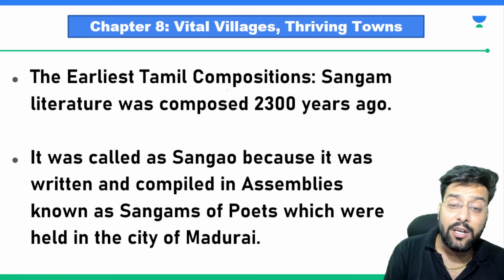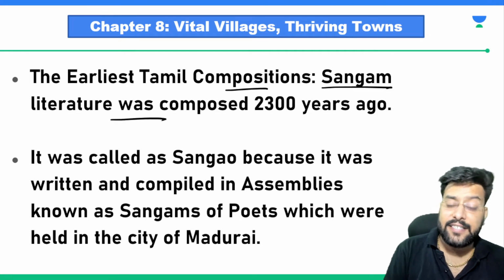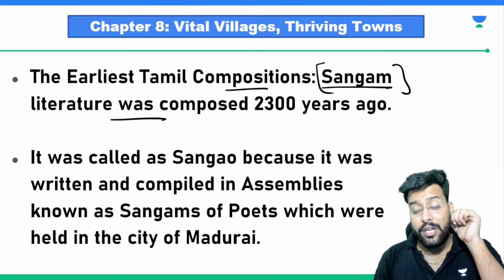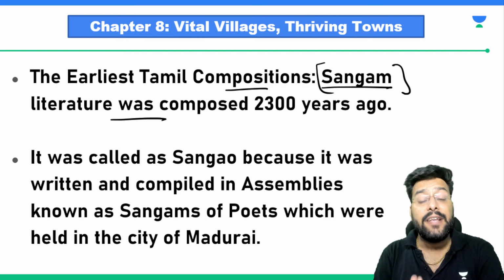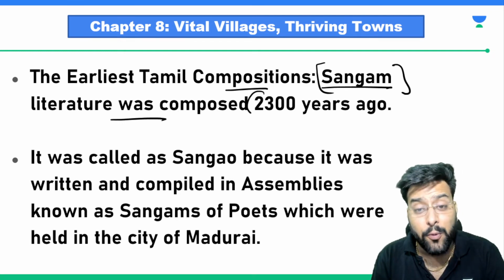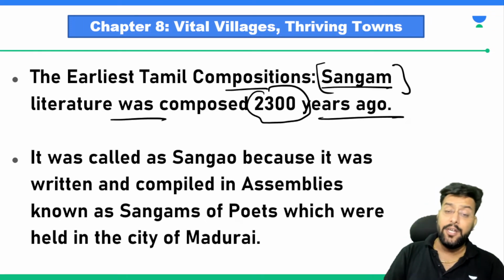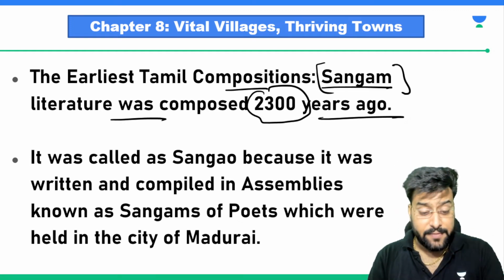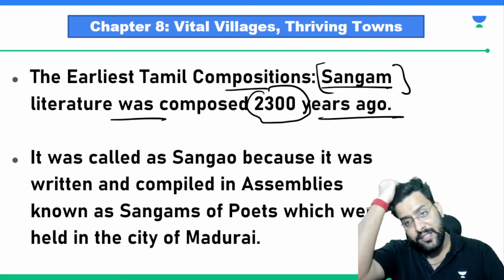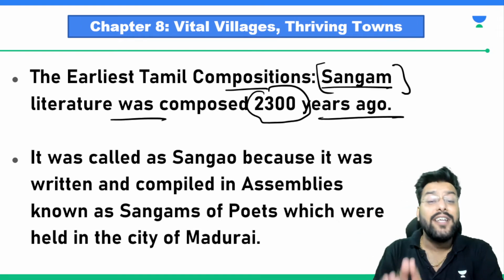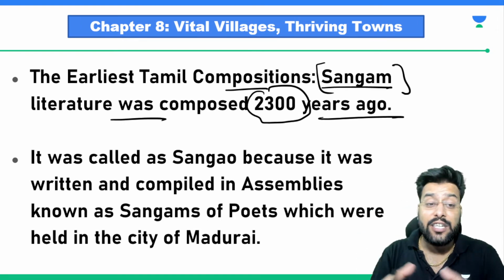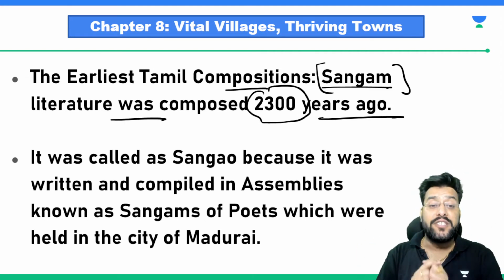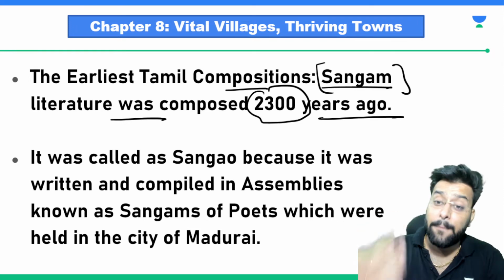The earliest Tamil composition was known as Sangam literature. Apart from land holdings, there was another thing, Sangam. We need to remember, it is also an important question at times in examination. Sangam literature were the texts that were composed 2300 years ago. Sangam were the assemblies of poets. You must have heard of the Sangam of rivers, where two rivers meet. Here, Sangam literature was actually the collection of poets. What used to happen in Tamil literature is that the poets used to come, sit together, recite their poetry, and compile those poems.